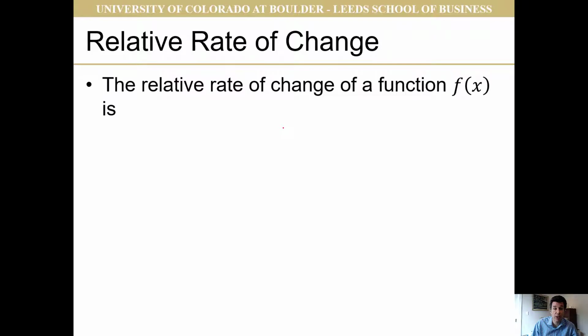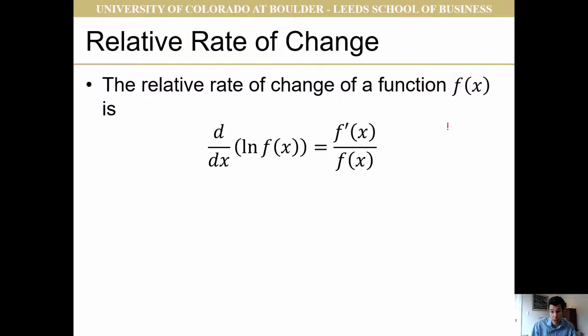So the relative rate of change of a function f of x is defined as the derivative of the natural log of f of x. Now, if we take the derivative of the natural log of f of x, the chain rule gives 1 over f of x times the derivative of f of x, which is f prime of x. So this becomes f prime of x divided by f of x. And if we think about it, this is the rate of change of the function.